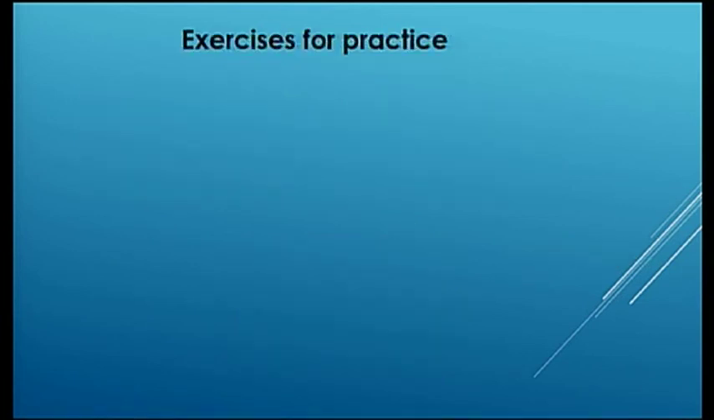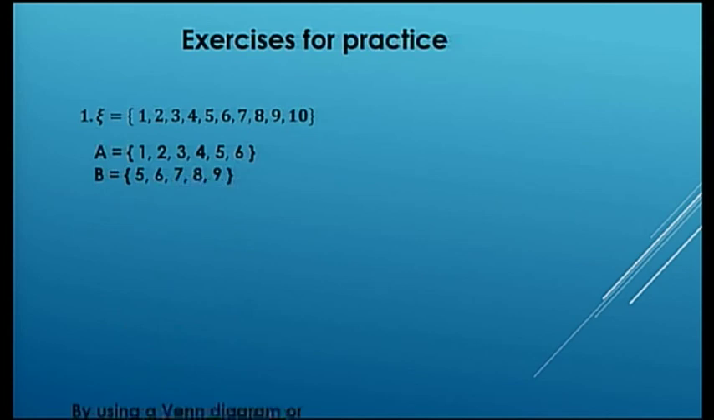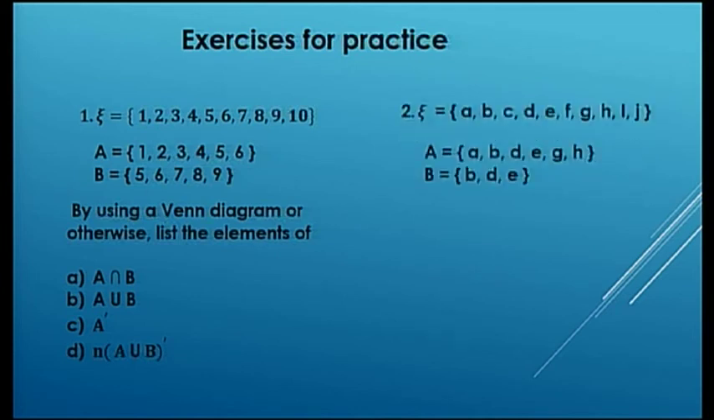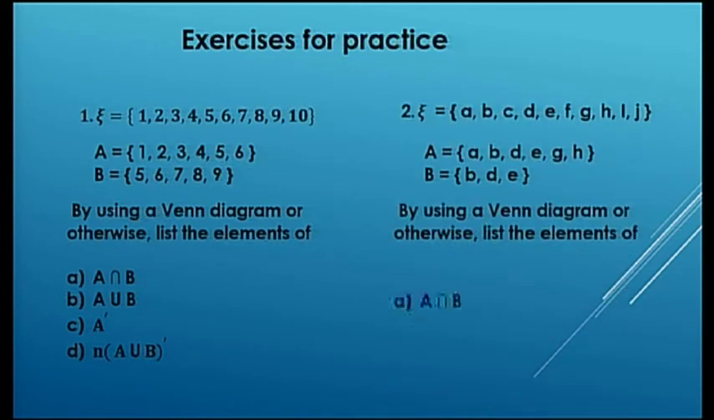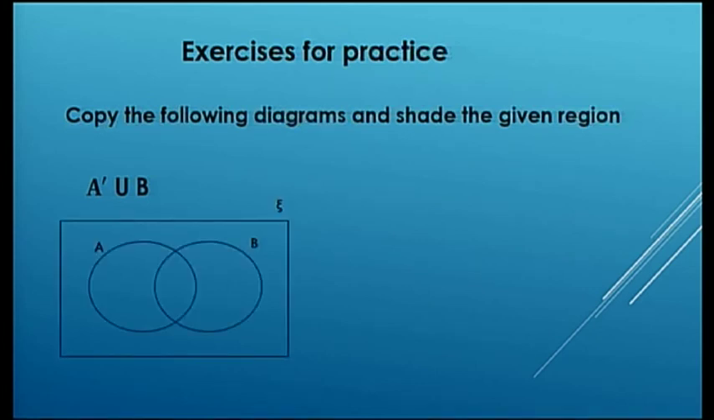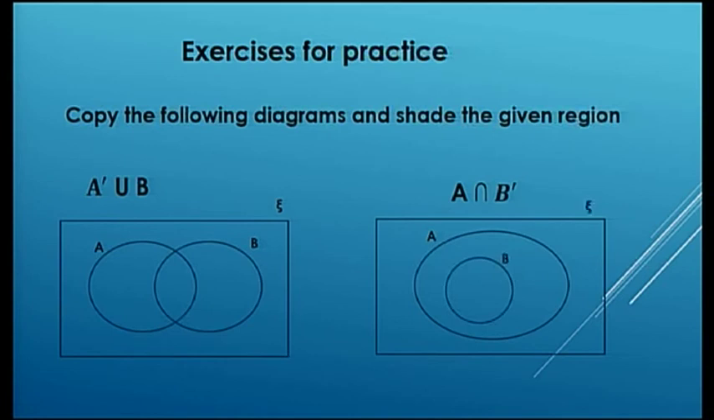So students, I am now giving you some exercises for practice. This is the first exercise. Now you can make use of a Venn diagram, or if you can list the elements directly, it's up to you. But if you use a Venn diagram, you will find it perhaps easier. Here you are given a Venn diagram. You are asked to shade A dash union B. The second one, you must copy the Venn diagram first, then you find the region A intersection B dash.